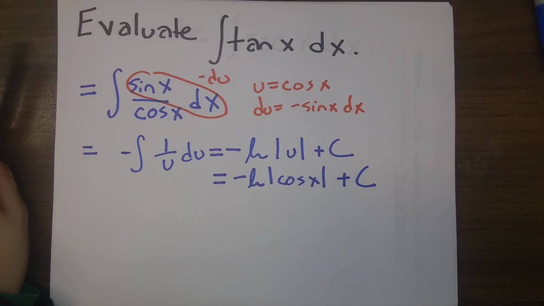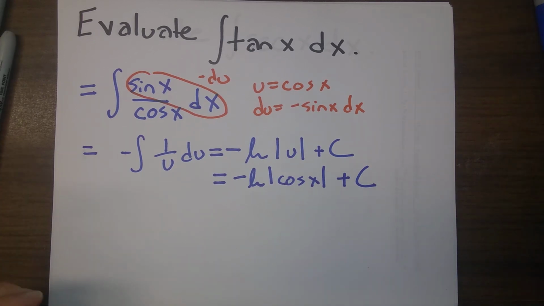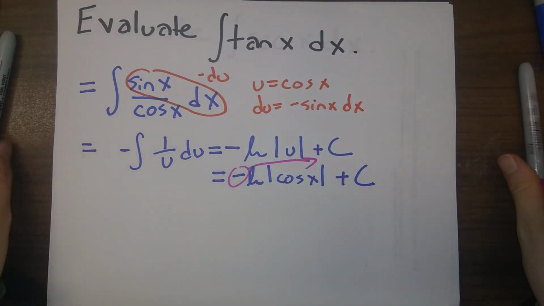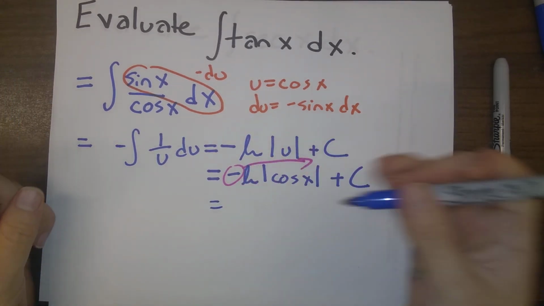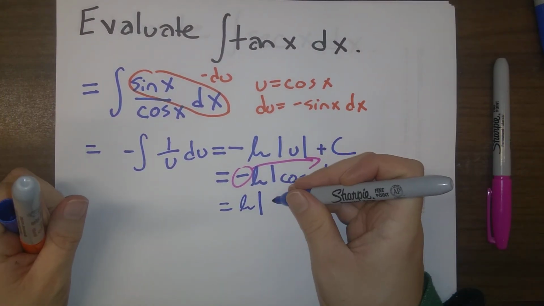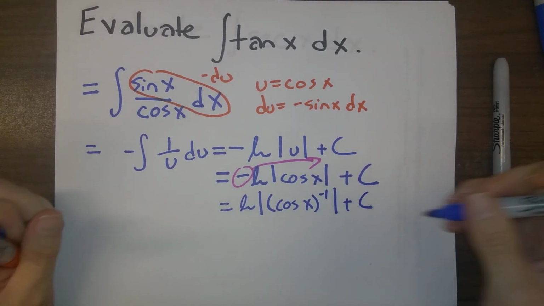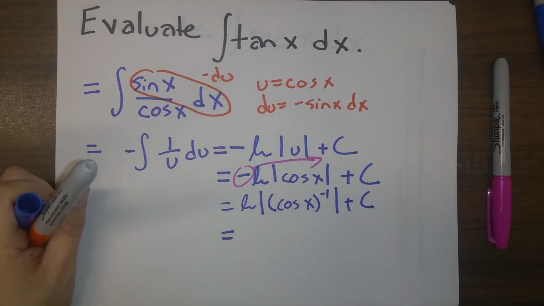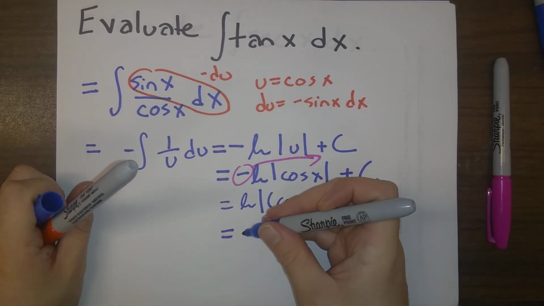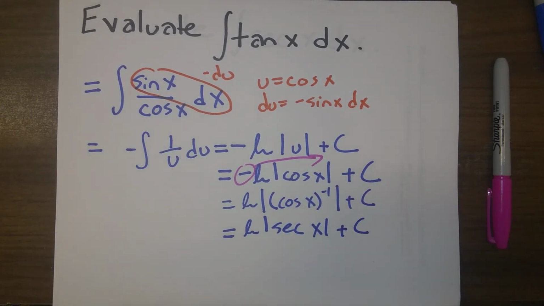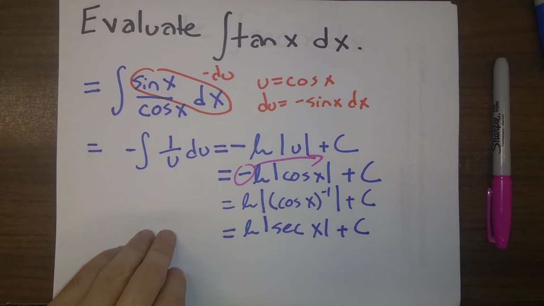It's also worth noting that sometimes this gets written slightly differently, where we move that minus sign up as an exponent. And so this ends up as cosine x to the minus 1 power, and cosine x to the minus 1 power is just 1 over cosine, and that's secant. So sometimes there's an alternative way to write this. Okay, so this is the integral of tangent x.